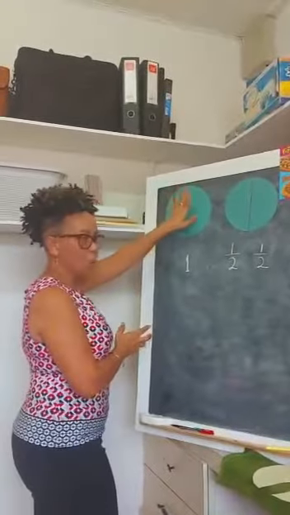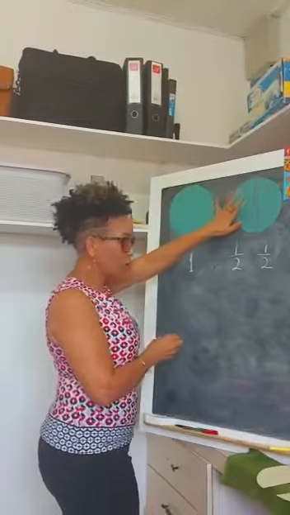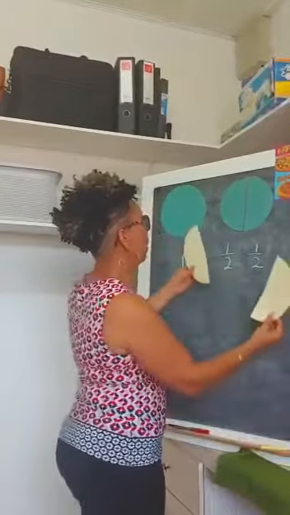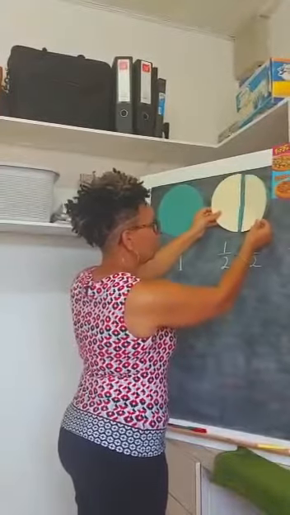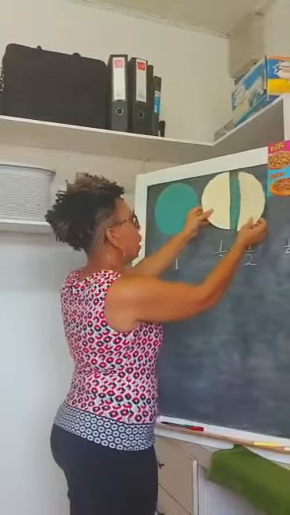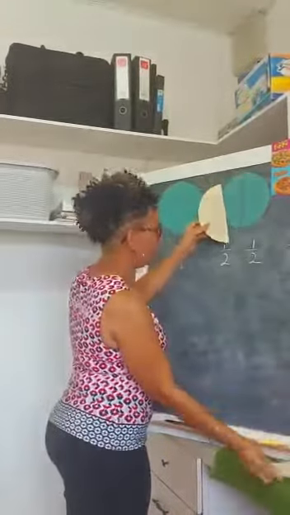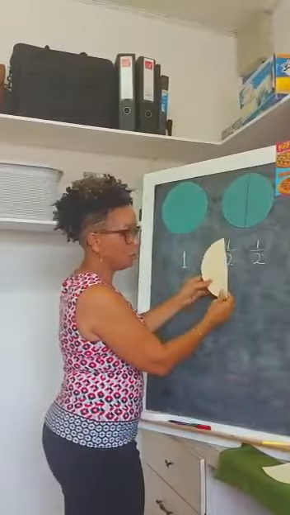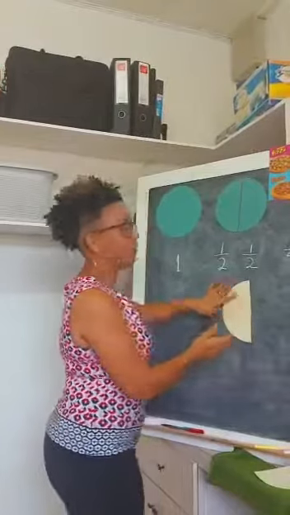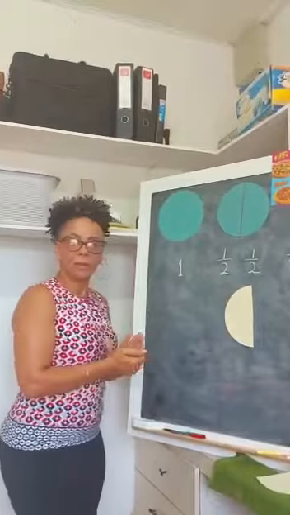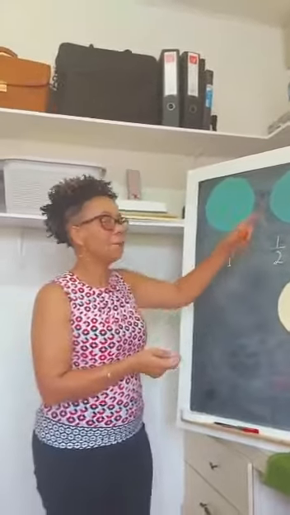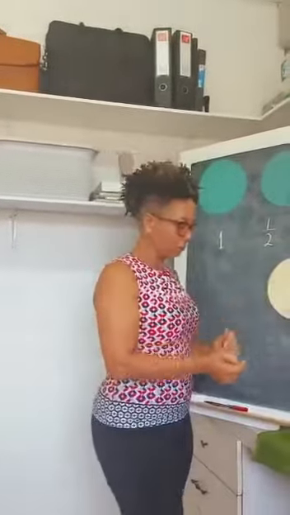So here we have our whole pizza, and then we want to cut our pizza into 2 pieces. Now each piece here would represent a half once it's cut equally. So one piece is 1 part out of the 2 parts, or we say 1/2, and that is our definition of a fraction. A fraction is a part of a whole.